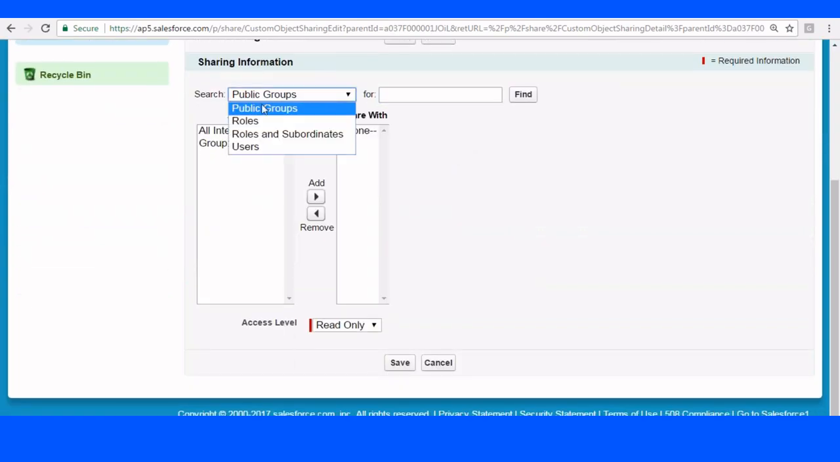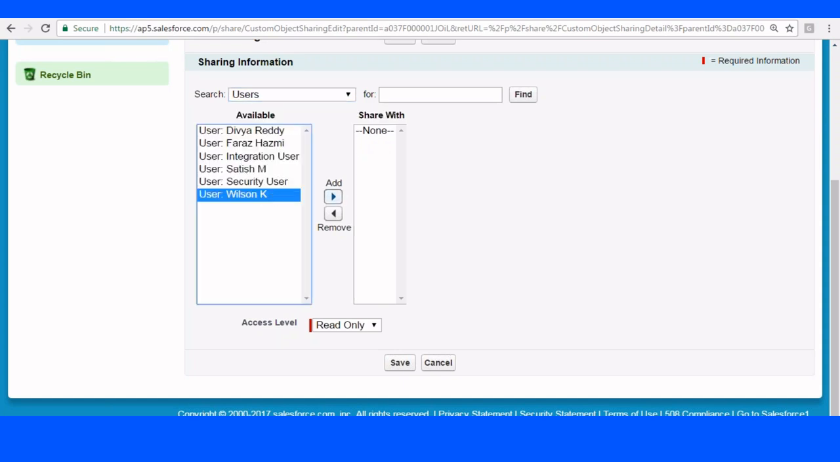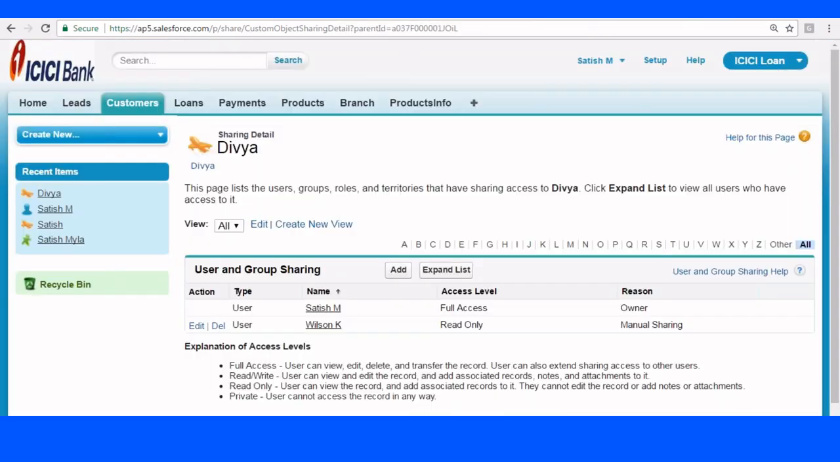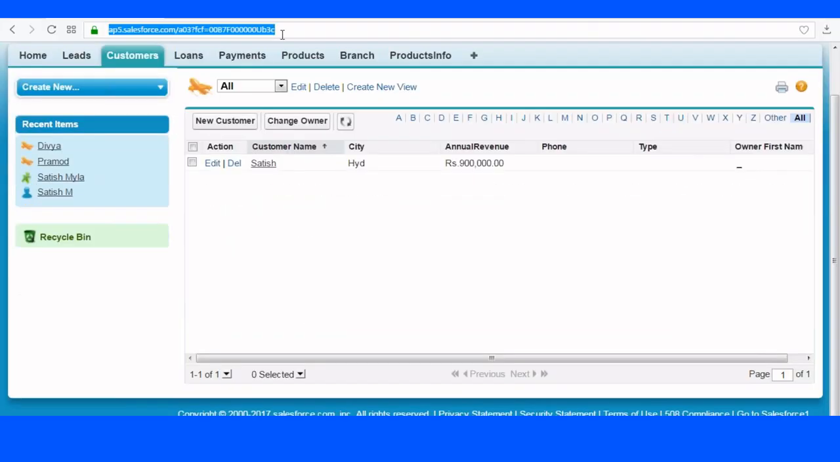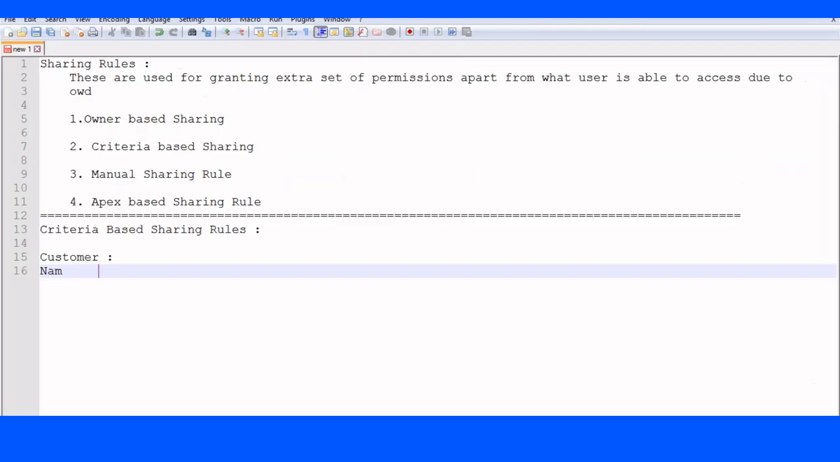We are sharing that record with whom? Let us say role and subordinate, public group, and also share this particular record. Only the particular record is shared. When you want to share a particular record with a specific user or a role and subordinate or a public group, you go for what? Manual sharing rule. People have followed this? Right. So take the points here.